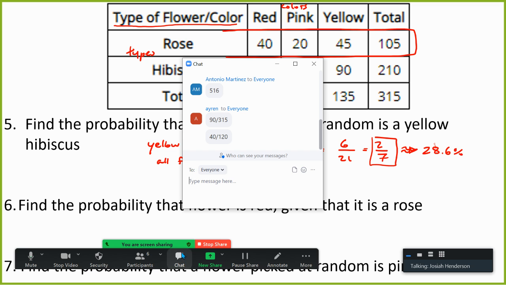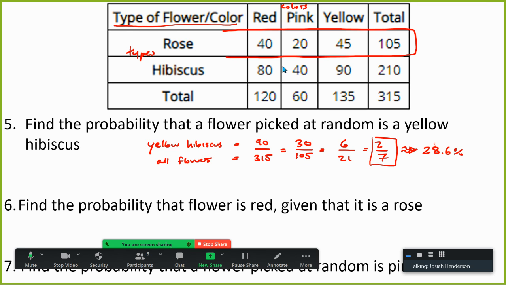In the chat, Aaron is on point, 40 out of 120. Right setup, Aaron. Double check your total. Right idea. Good. So then we use the total number of roses, and then we're only looking at the red ones. So all the reds out of the roses. 40 reds out of a total of 105 roses. And then we would reduce it down and find our decimal.